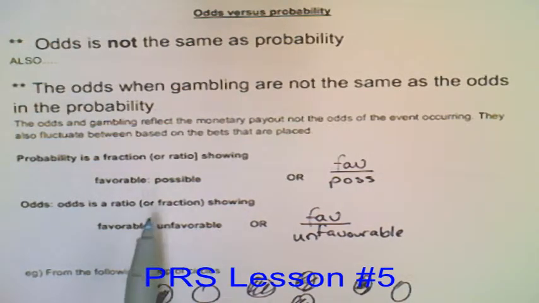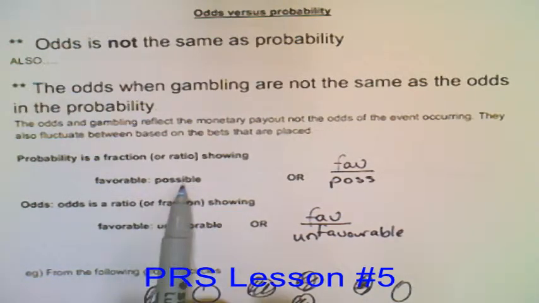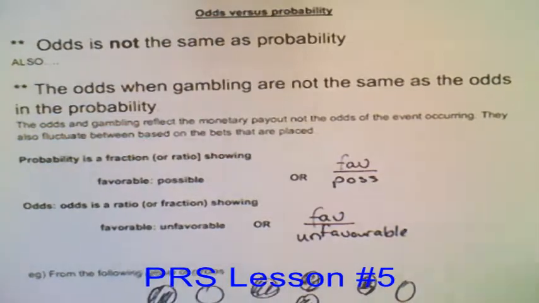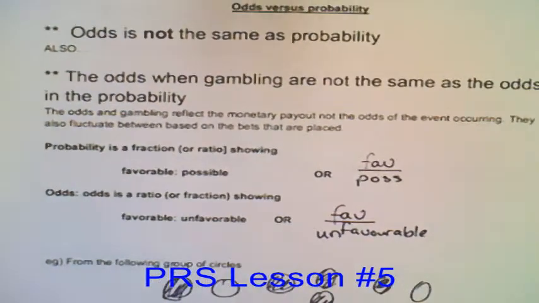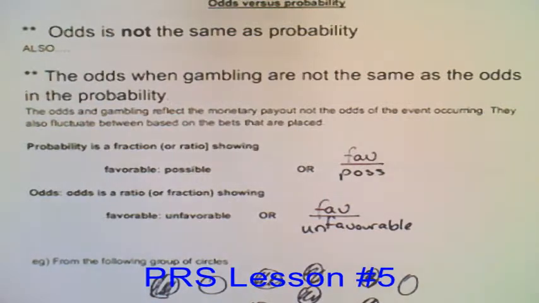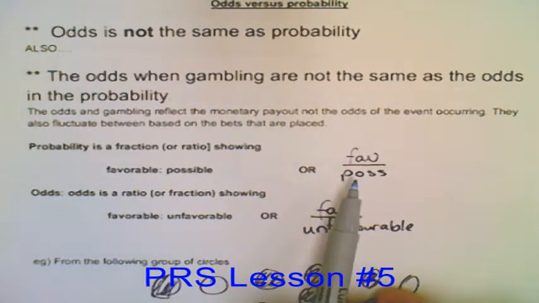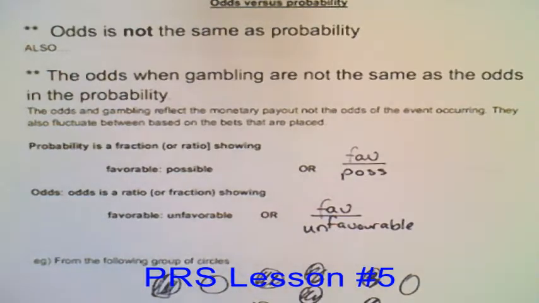Probability can be expressed as a ratio or a fraction. So this one here, it could be favorable to possible. Favorable : possible. Okay, we've got that idea. You could have done that. Now in the previous lessons, whenever we've talked probability, and probably in history, you've never done it as a ratio, but you could. We're more comfortable looking at favorable over possible.